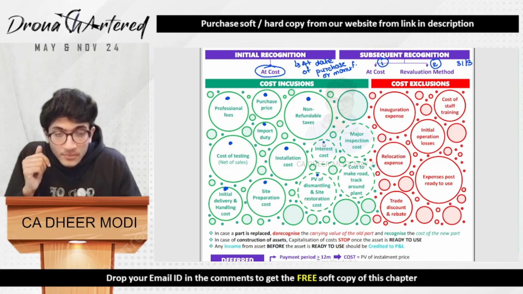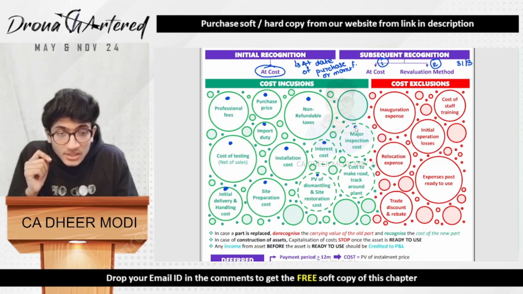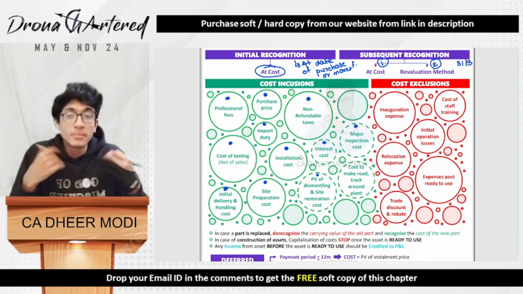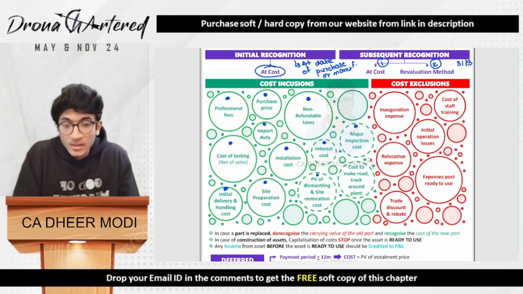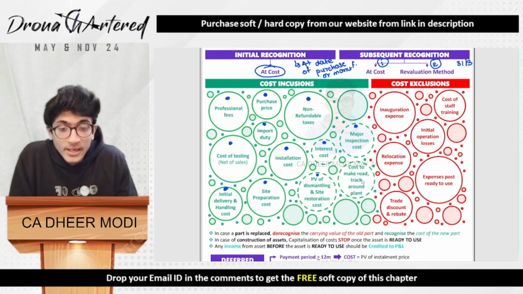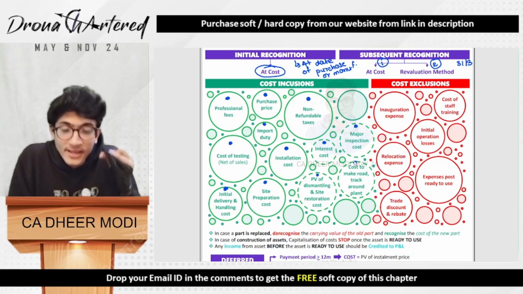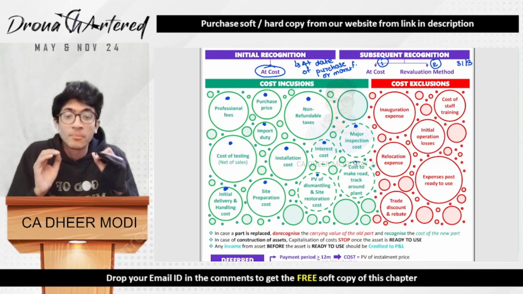Next is your interest cost. Your interest cost is, say for example, you've taken a loan, so the interest will be added. Any inspection cost, site inspection cost will also be added. If you've incurred any cost to make a road or track around the plant, that also will be included in your cost. So these are your broad examples of cost.